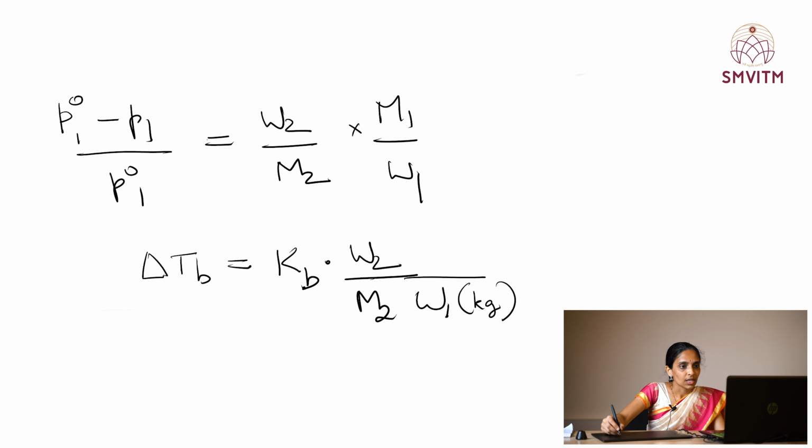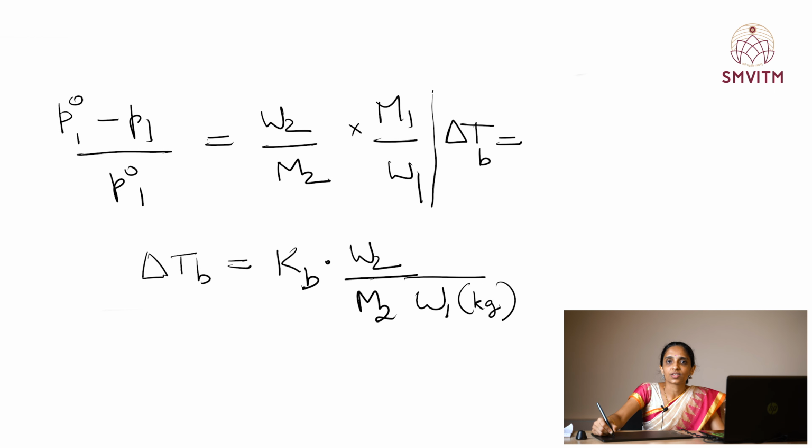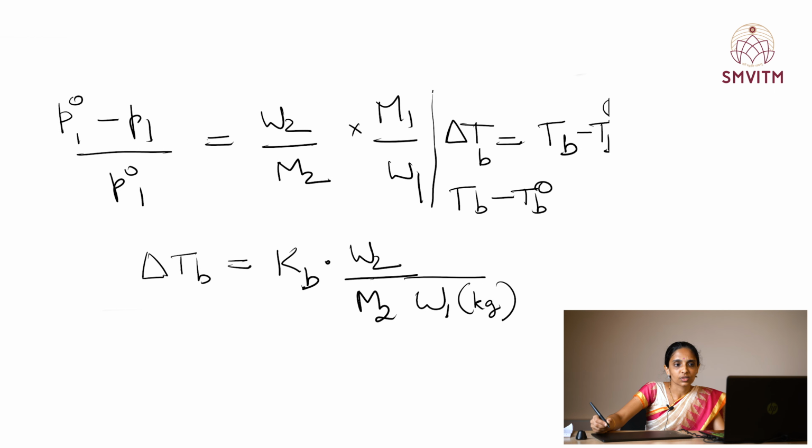And of course, what is the formula for delta TB? Delta TB, elevation in BP of the solution. So, solution's boiling point is more, TB minus TB naught. Okay, it is TB minus TB naught. Depression in freezing point is the opposite, TF naught minus TF. Okay, and a very similar formula can be written for delta TF. It is delta TF equals KF W2 by M2 W1 kg.